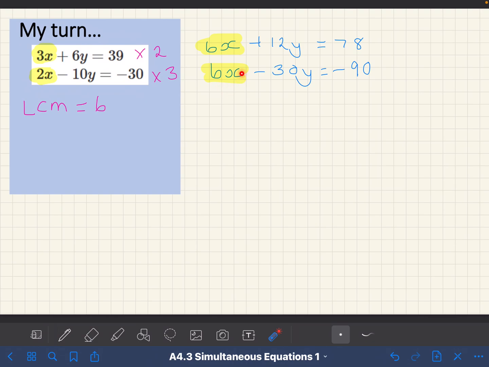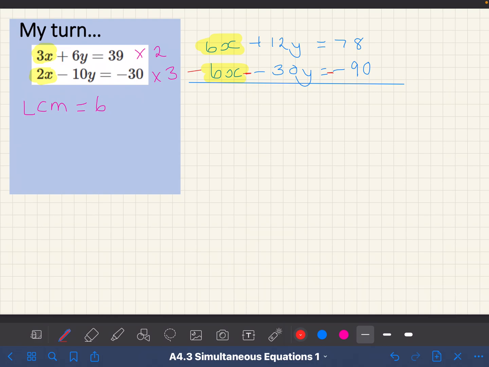We do that by combining them through a subtraction, because 6x take away 6x would give us 0, which eliminates the x value. So I'm going to do a little column, and we are going to be subtracting all of our values. So this becomes 6x take away 6x. This becomes plus 12y take away minus 30y. And the last one becomes 78 take away minus 90.